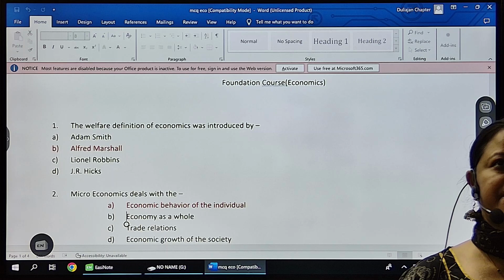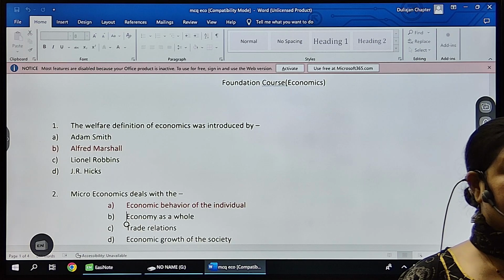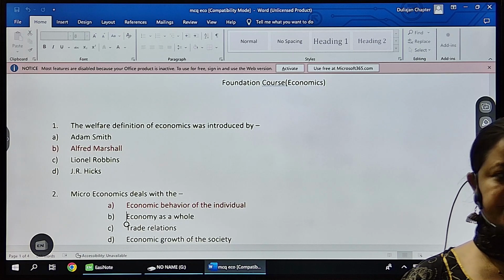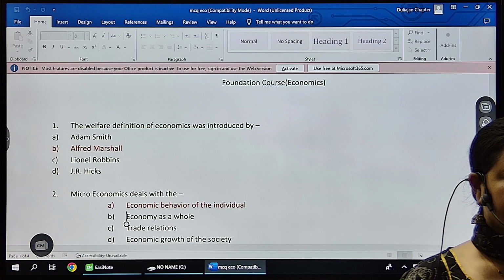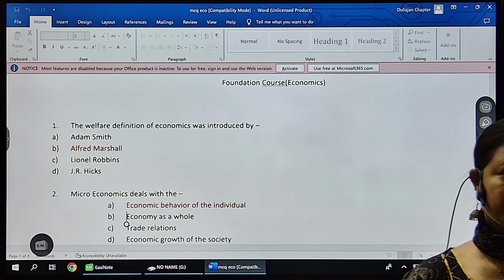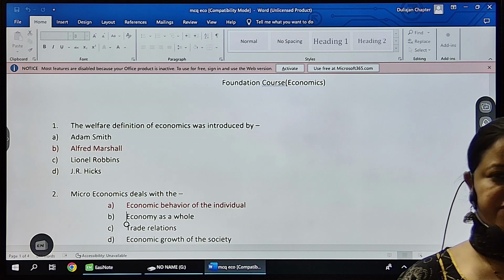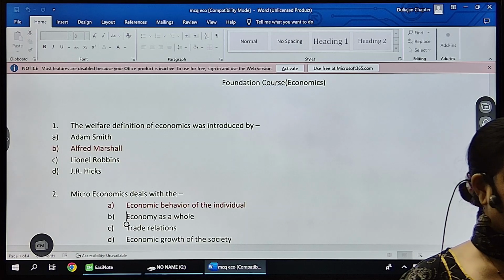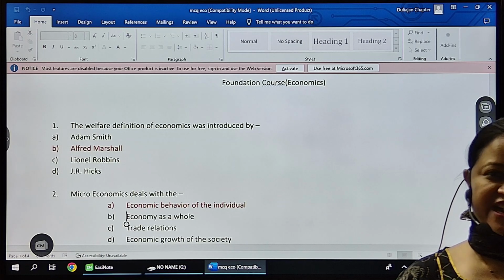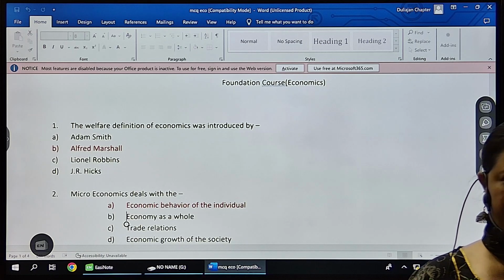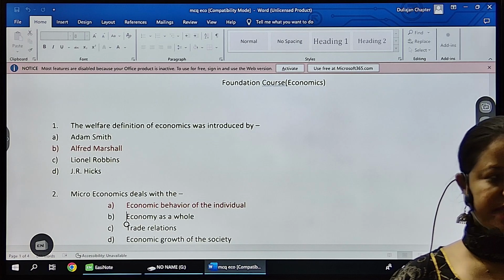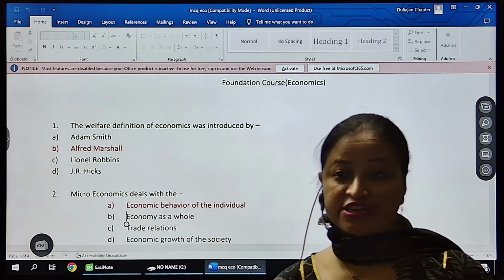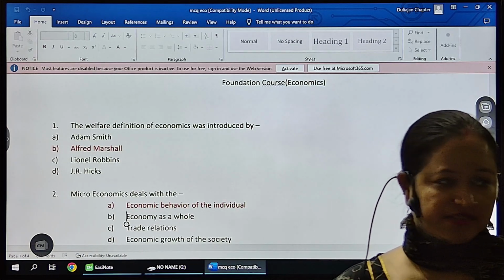Then we have discussed one example of a qualitative credit control method. Qualitative: moral suasion. Quantitative: bank rate policy. One more, CRR, which is only cash reserve ratio, right? One more, open market operations. Then we have discussed the apex bank for agricultural credit, NABARD. Fine? Okay.